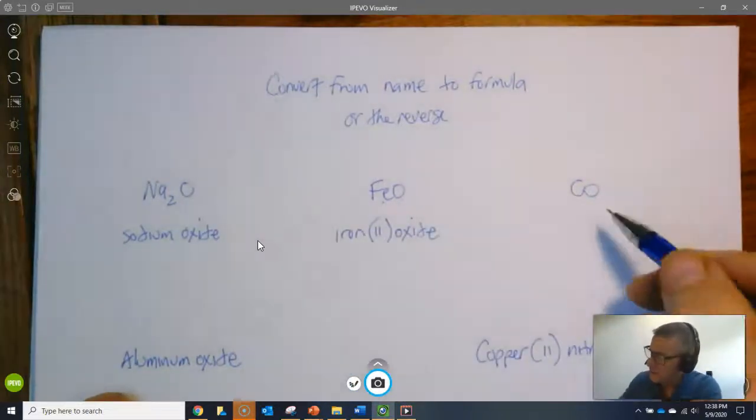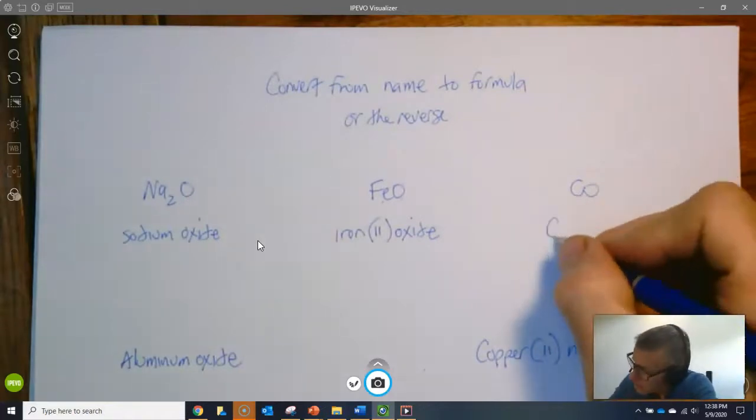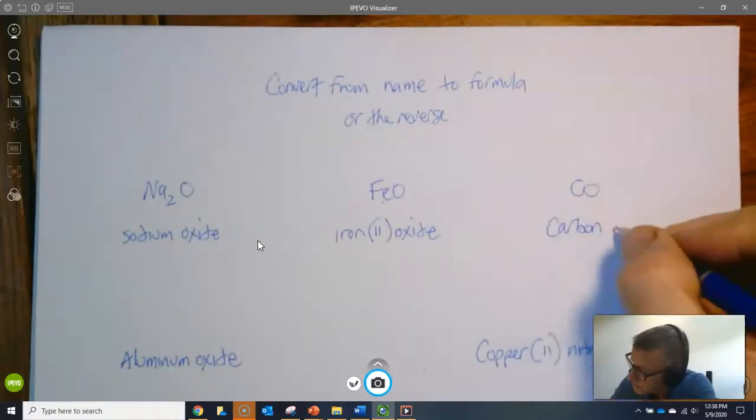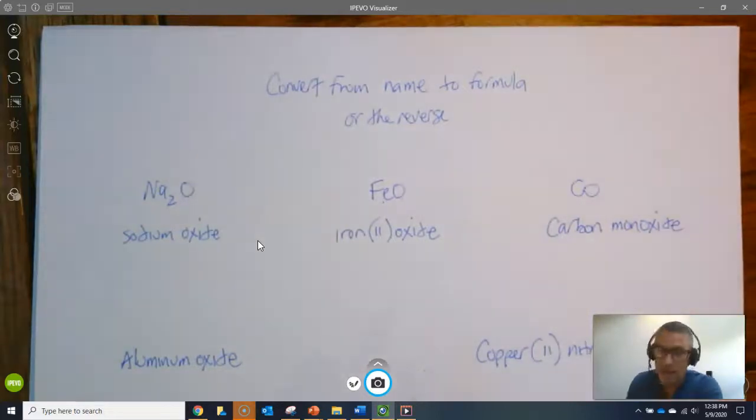So there it is. CO, you probably know this from experience. This is called carbon monoxide. And as we alluded to before, when it's not a salt, not an ionic compound, we do use mono, di, tri. This is not for any sensible reason, if you ask me. It's just the way it evolved. So carbon monoxide for that.